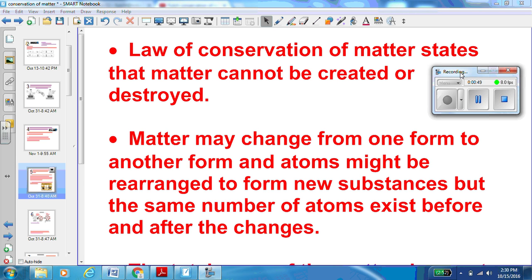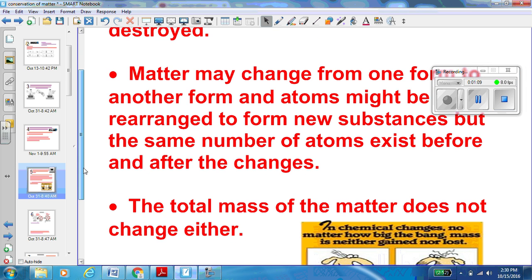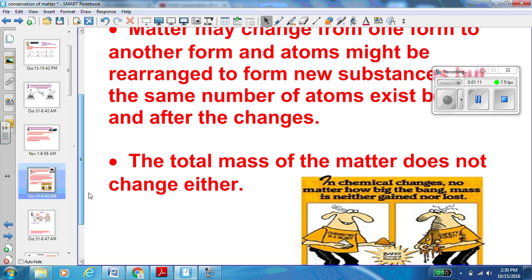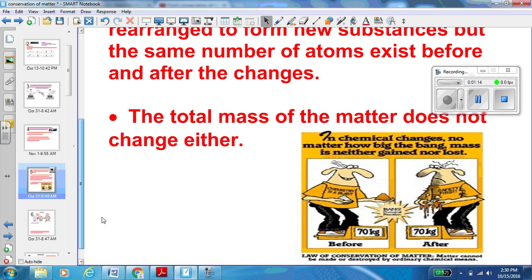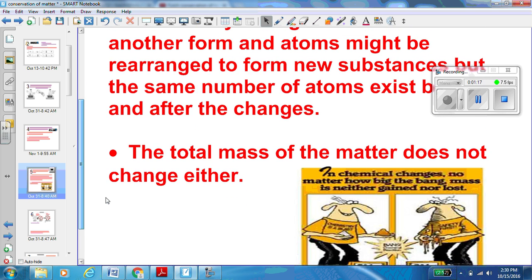Matter may change from one form to another form, and atoms might be rearranged to form new substances, but the same number of atoms will exist before and after the change has occurred. So although matter will go through these changes, the atoms will rearrange themselves to form new molecules. The number of atoms that you started with are going to be the same number of atoms that you end with, according to the law of conservation of matter. The total mass of the matter does not change either. So you could also talk about the mass as well.